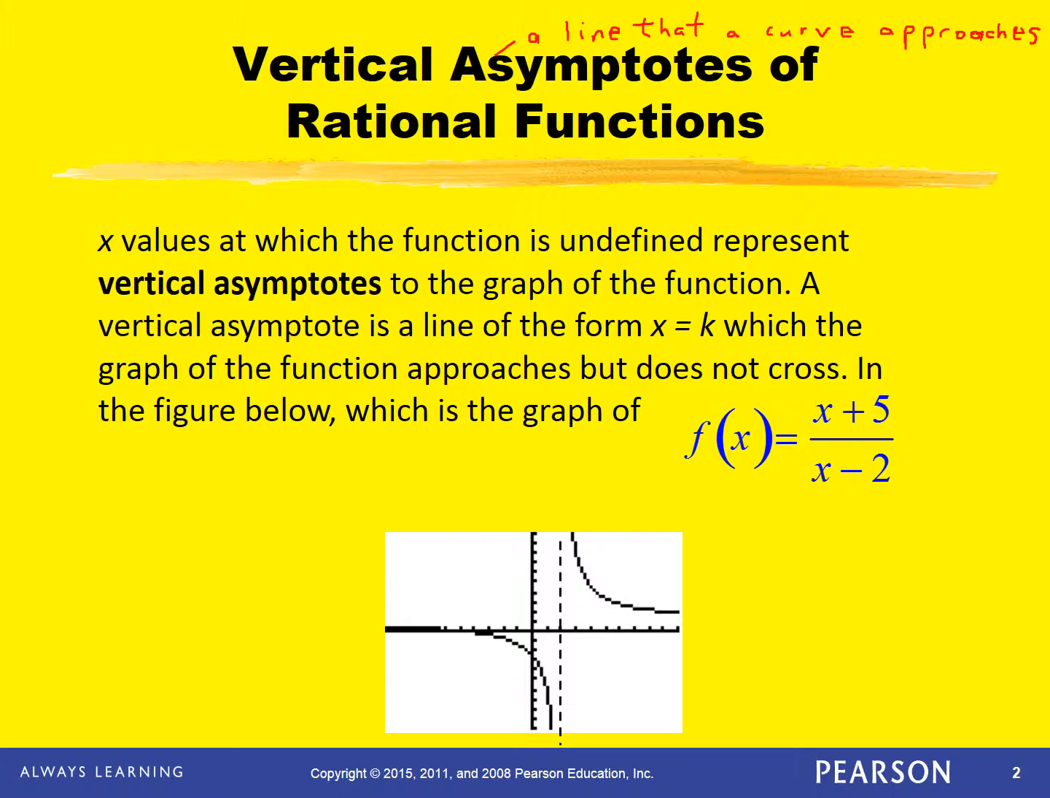In most cases, a vertical asymptote is a line of the form x equals k, right? That's vertical, right? If it's x equals a number, then you've got a vertical line. And the graph of the function approaches it but does not cross it. In the figure below, which is the graph of our rational function x plus 5 over x minus 2, we've got that vertical asymptote, that vertical line that the curve approaches, the line x equals 2. And the curve, of course, is going to approach it. It's going to get closer and closer to that line. It will not touch it.